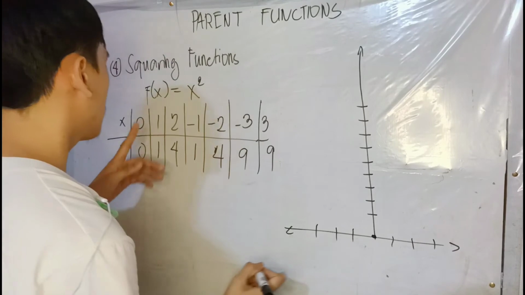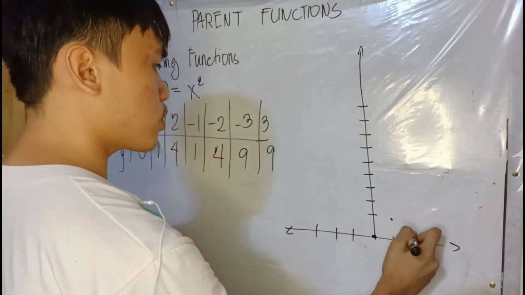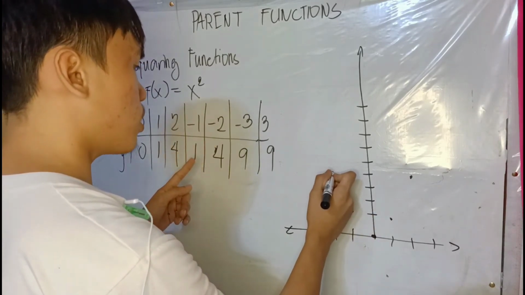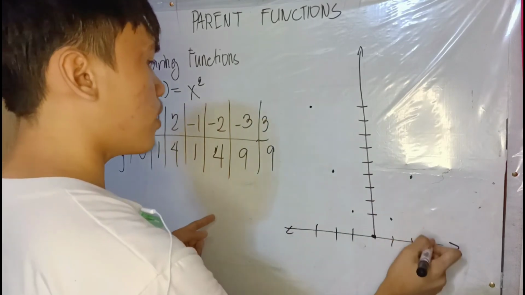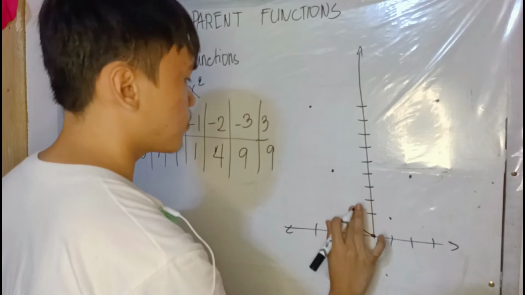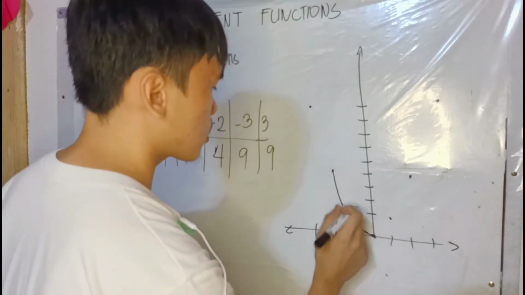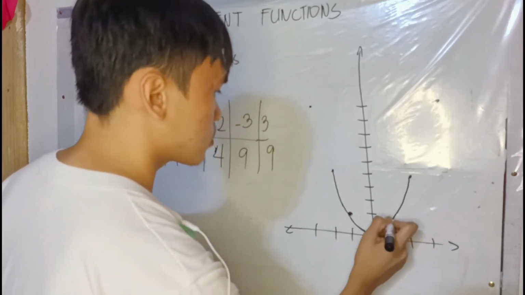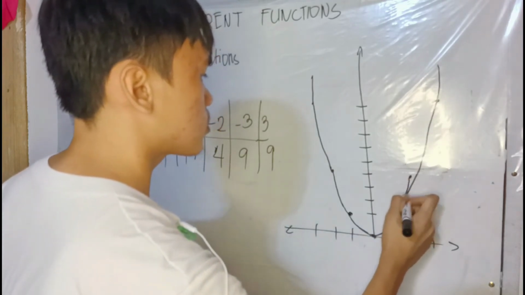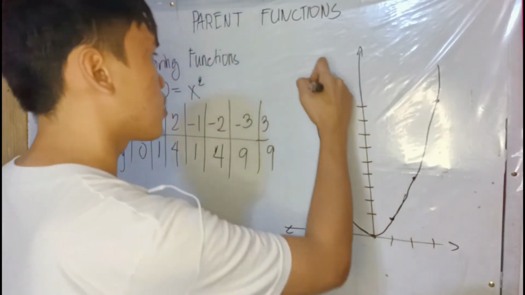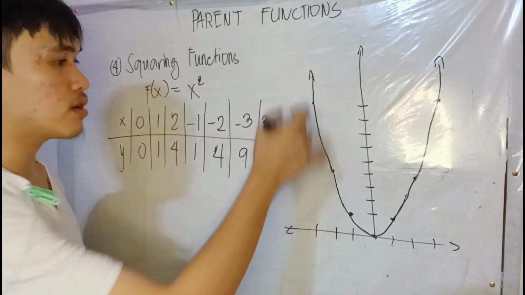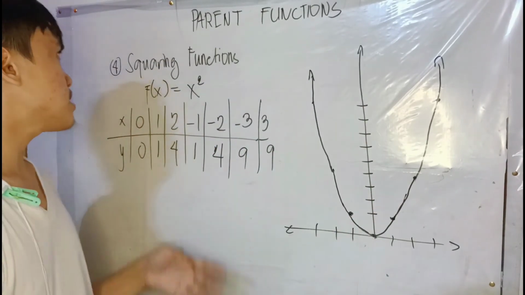So our points are 0 and 0, 1 and 1, 2 and 4, then negative 1 and 1, negative 2 and 4, negative 3 and 9, and 3 and 9. Our graphic solution will look like this. It is formed into a U, not like the absolute value function, which is the letter V. This squaring function is the letter U. So that is our squaring function.